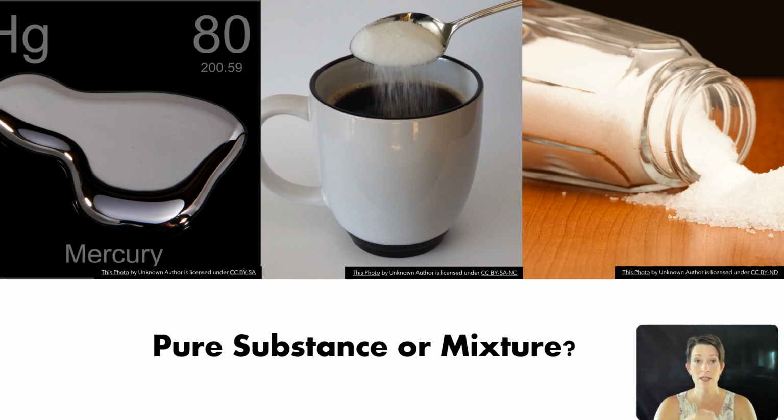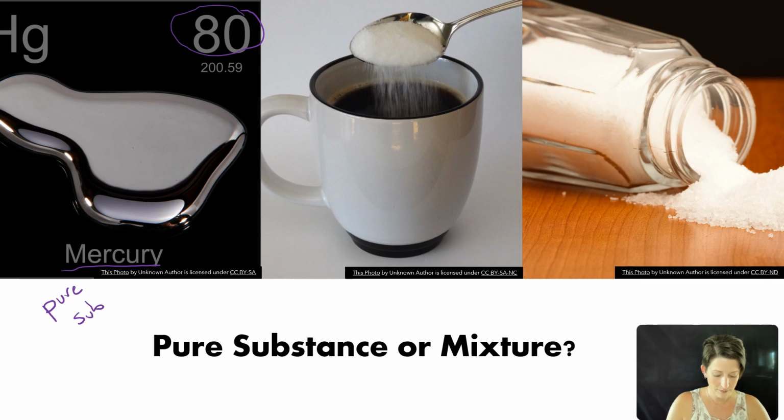Here we have three images, and we're going to go through and identify whether they're a pure substance, so an element or a compound, or they are a mixture, two or more substances coming together. Looking at our first image, we have mercury. Mercury is on the periodic table, element 80, which means this is our pure substance. Specifically, an element.